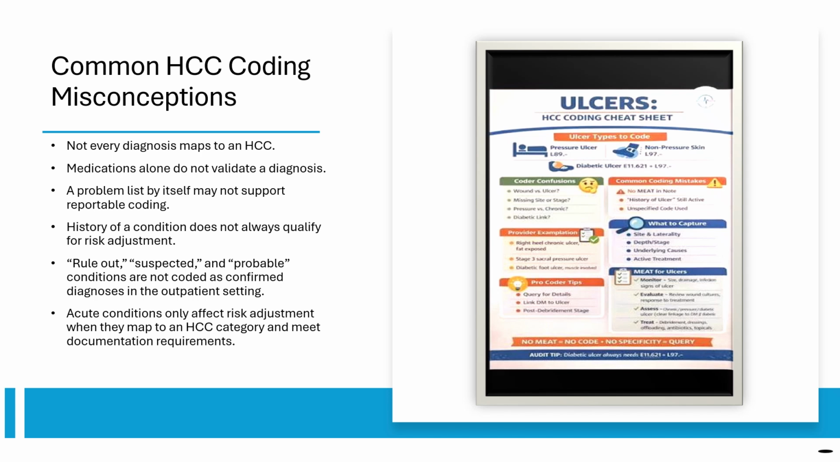Common HCC coding misconceptions. Not every diagnosis maps to an HCC. Medication alone does not validate a diagnosis. A problem list by itself may not support reportable coding. History of a condition does not always qualify for risk adjustment. Rule out, suspected, and probable conditions are not coded as confirmed diagnoses in an outpatient setting. Acute conditions only affect risk adjustment when they map to an HCC category and meet documentation requirements.